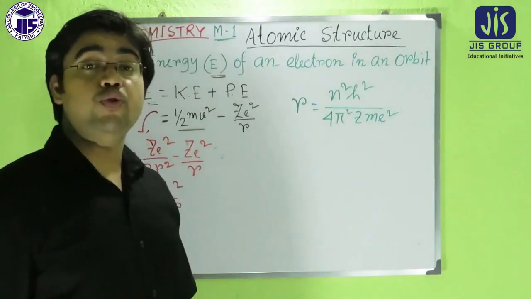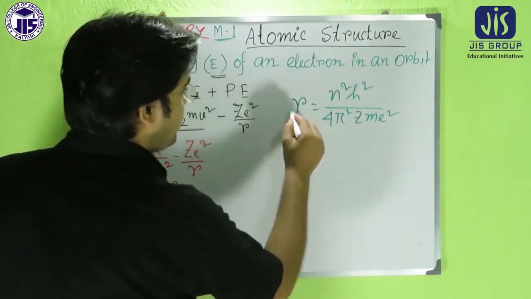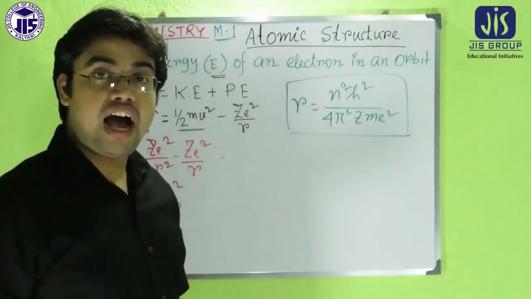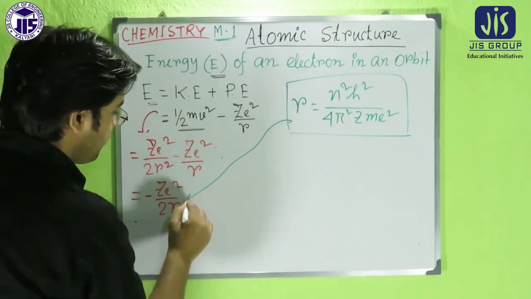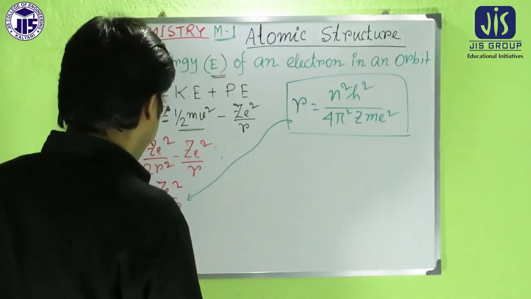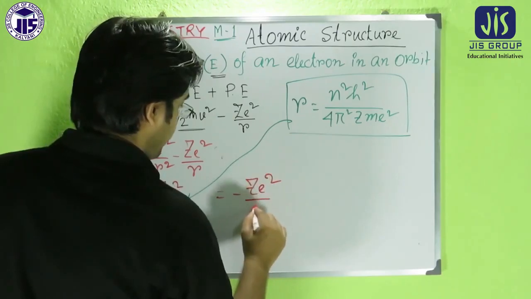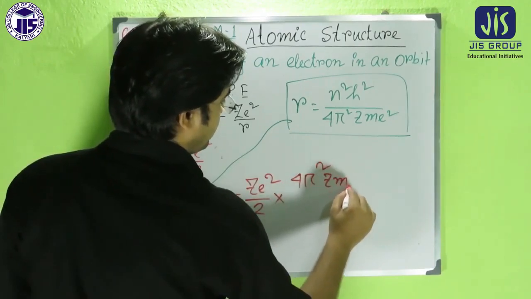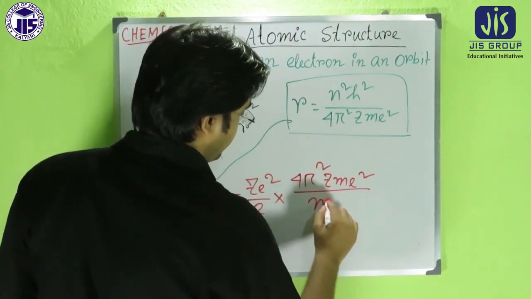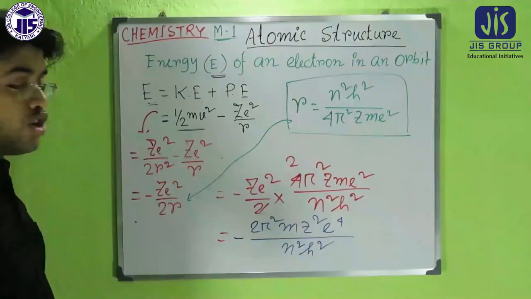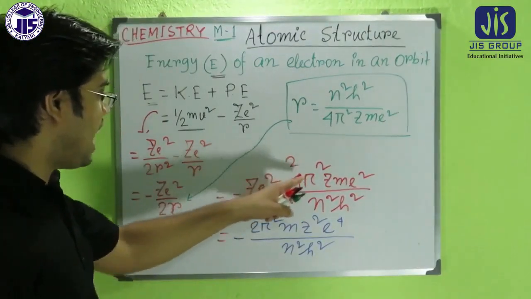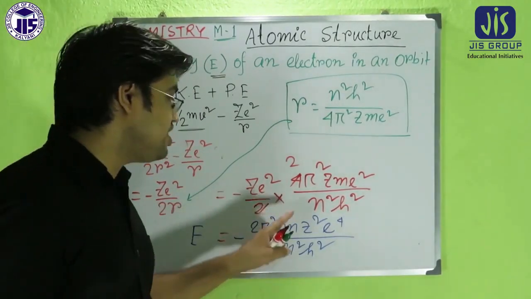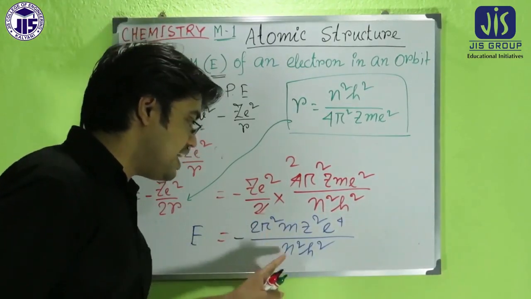Okay, now we will put the value of R. We already calculated the expression of R. Now here we will put the expression of R, and that will be minus Z e square by 2 into 4 pi square Z m square divided by n square h square. So finally what we'll get from that equation is energy equals 2 pi square m z square e to the power 4 divided by n square h square.